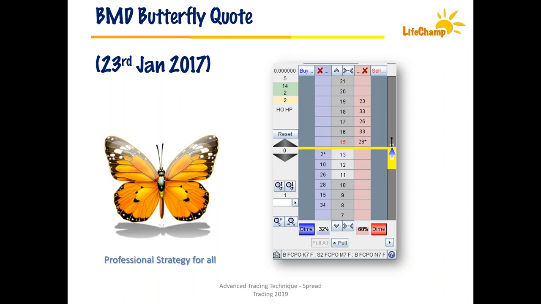The one that's showing on your screen is a butterfly quote, which you can buy, let's say at 10, and sell at 14, and you make 4 points. So this is a butterfly quote. And if you're trading futures, it's already on your screen. You can call this out. Probably contact your broker. Your broker should be able to help you call out this instrument and do it.